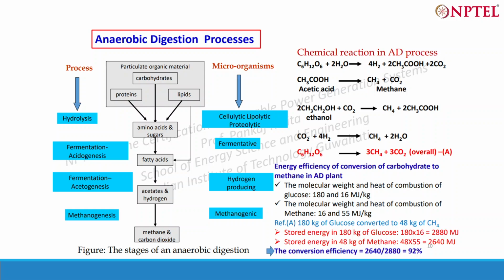Another thing is the energy efficiency of conversion of carbohydrate to methane. One of the important carbohydrate molecules is glucose. Glucose has a molecular weight of 180 and a calorific value of 16 megajoule per kg. And looking at the molecular weight and heat of combustion of methane, the major product of an anaerobic digester is methane. Methane has a very low molecular weight, one carbon and four hydrogen, which makes it 16. And this 55 megajoule per kg can be utilized for burning in a gas stove to produce heat, and it can also be used in an engine to produce power.